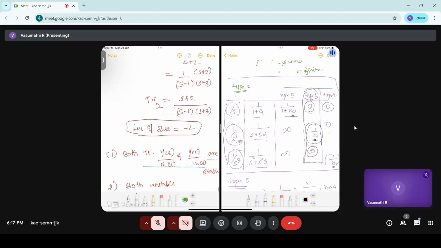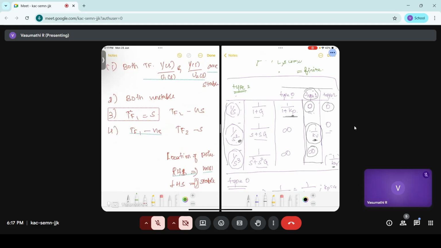If I see the second transfer function, this one, I would clearly see one of the poles is in the right half of the S plane, that is 1. Positive 1 is there, so this will become unstable. So the option would be TF1 stable, TF2 unstable.